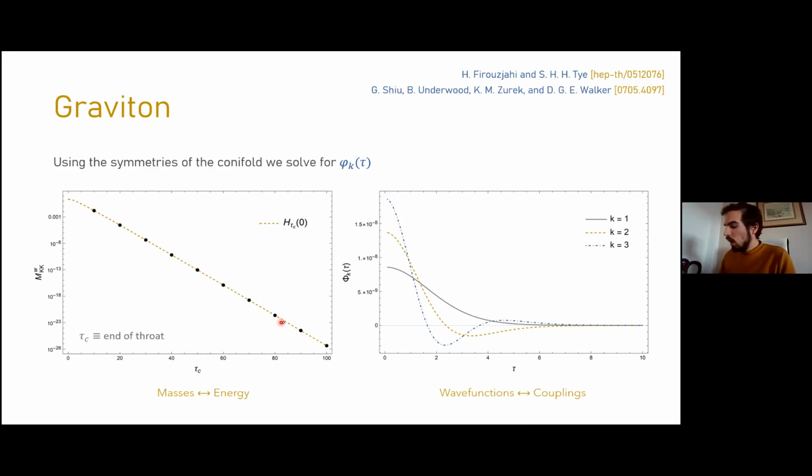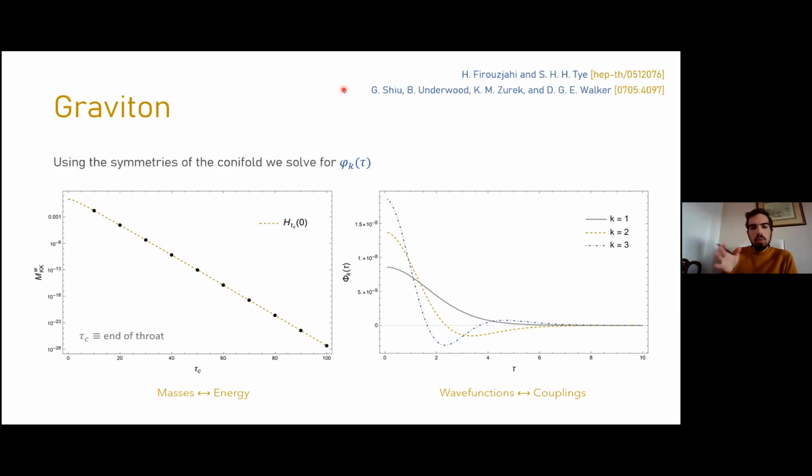On the right-hand side, I'm showing you the wave functions for the first 3 excited modes. And there are 2 things that you can immediately see. First, you see the localization of the modes near the tip of the throat, which is at tau equals 0. And second, you see that higher modes will have wave functions with higher amplitudes. This is exactly what's emphasized in this work here, although in our case, it won't be so relevant. But it's a quite interesting feature of the Klebanov-Strassler solution, which, by the way, you wouldn't see in the Randall-Sundrum scenario.